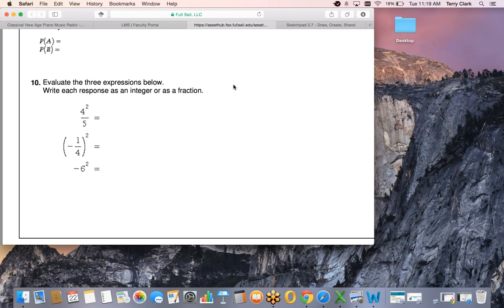So that's 9. Does anybody need to see 10? Evaluate the expression.